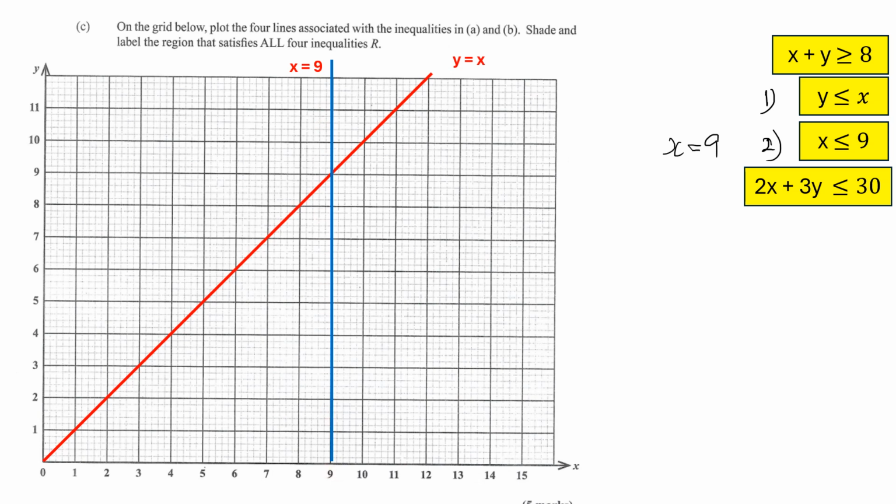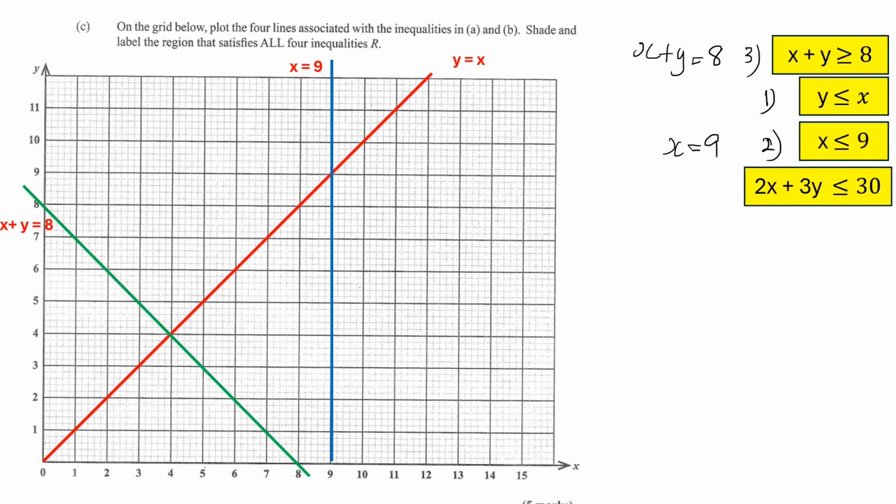Okay, the third inequality I'm going to look at is this one here, x plus y more than or equals to 8. We write that as x plus y equals 8. So that's going to give us this line where it passes through 8, 0 and 0, 8. So we have it labeled there, x plus y equals 8.